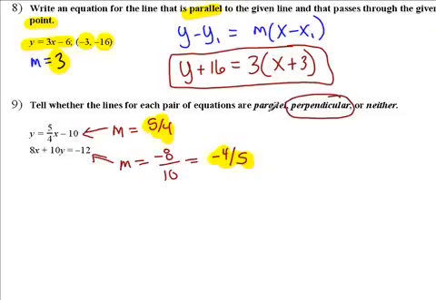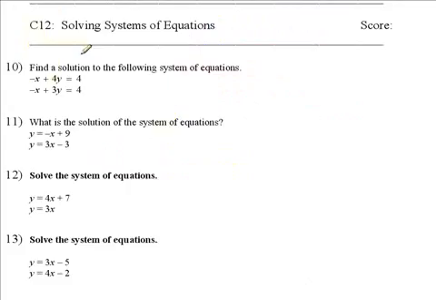When you get slopes that are equal, they're parallel. When you get slopes like on a problem up above, what do we have, 4 and 7? They're not equal. They're not opposite reciprocals. Those would be a neither. And that's number 9. Number 10, we're finding a solution to the system of equations.